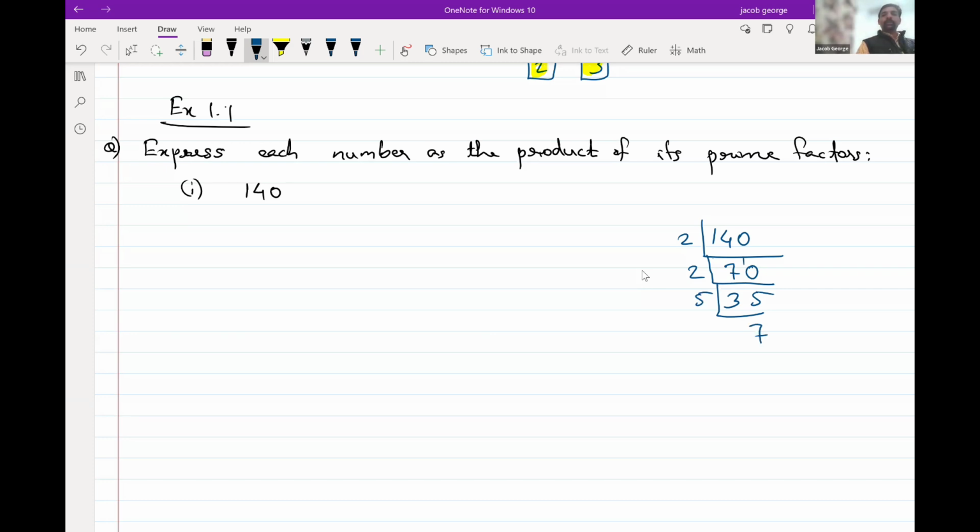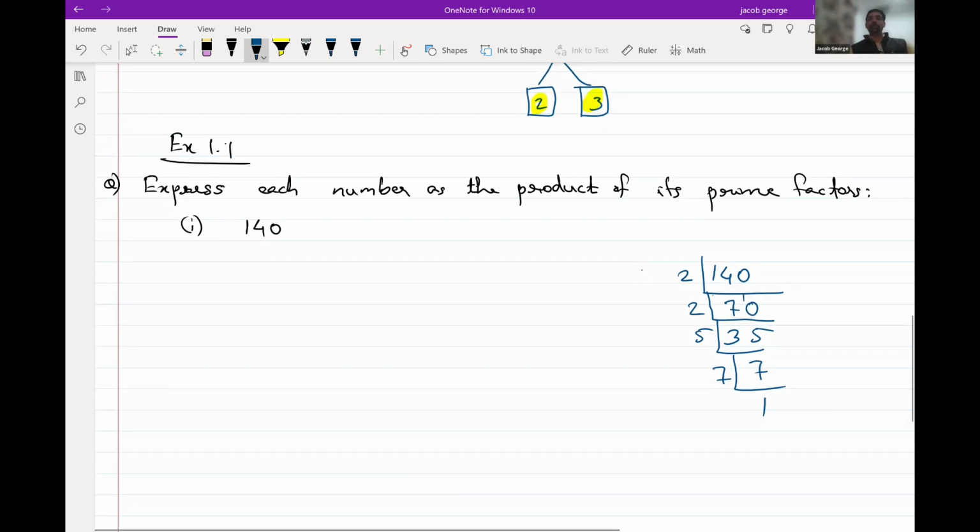So what do you get? 7. 7 is a prime number. So we can write 7 and 1. So how do you write this 140? 2 square into 5 into 7. This is the solution. 140 is equal to 2 square into 5 into 7. Like this we can express it as the product of prime factors.